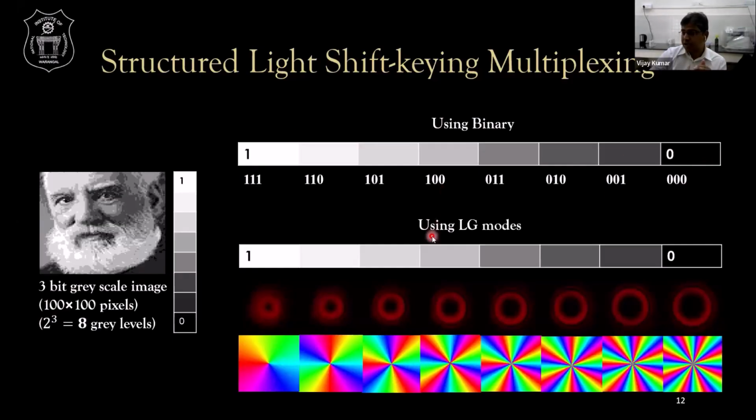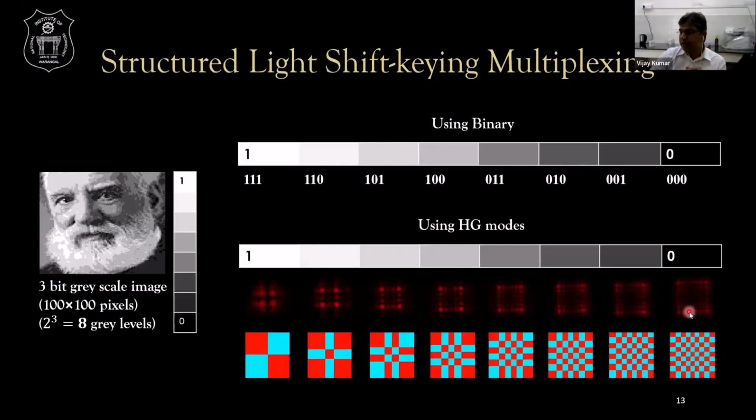Then if I have to use structured light, these 8 gray levels I can assign to corresponding LG beams depending on my choice. So here we have chosen LG1 to LG8. Same thing we can do using HG modes as well. Each gray level we can assign to one particular HG mode. So this is the encoding scheme.